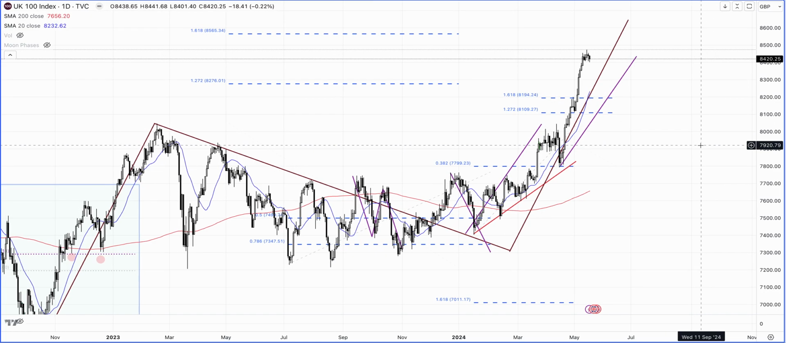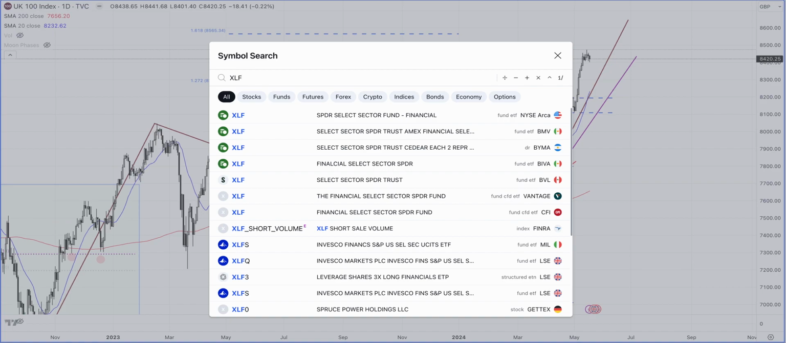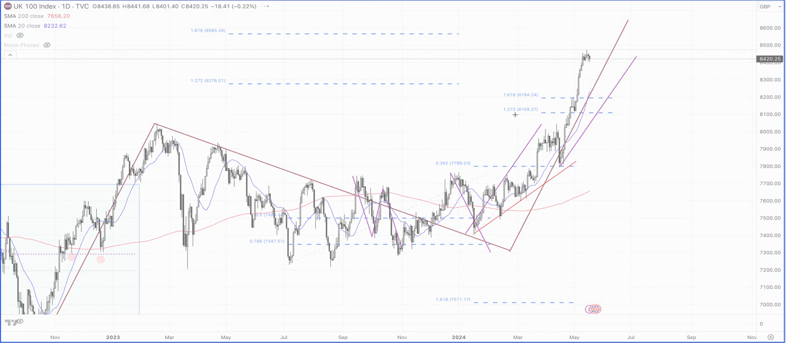Okay, so now we are going to take a look at the sectors. So we'll just quickly have a look at XLF.